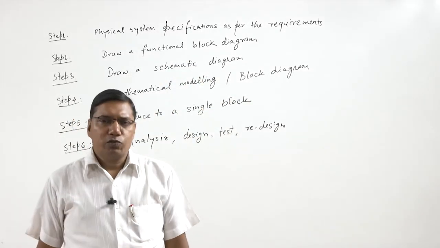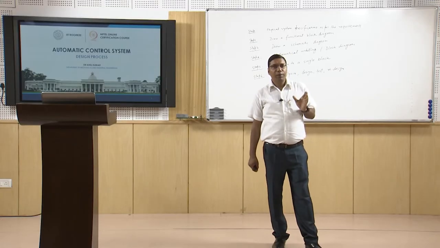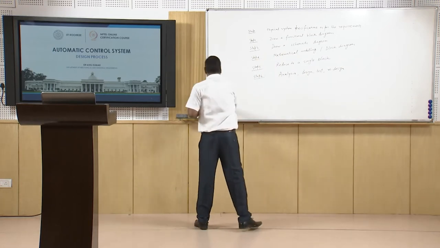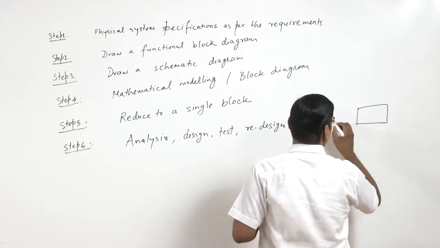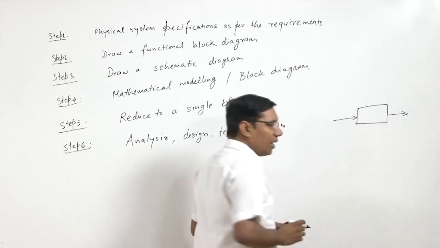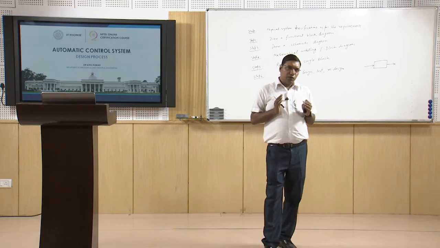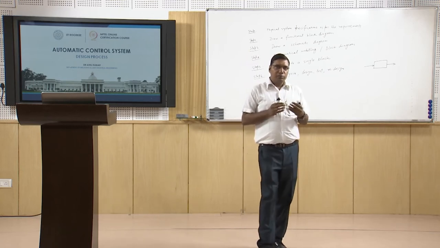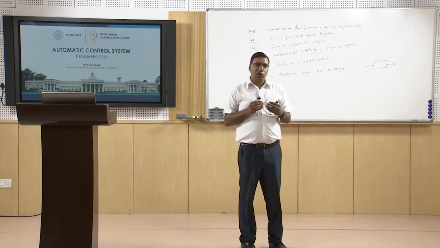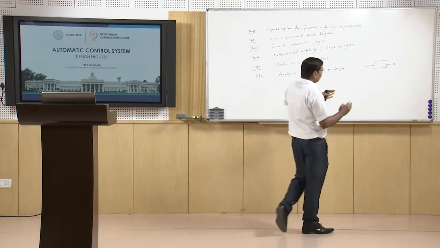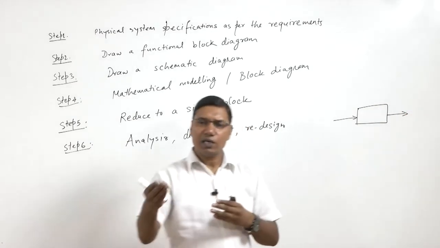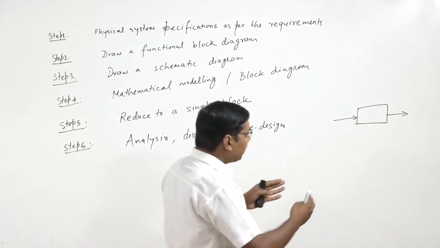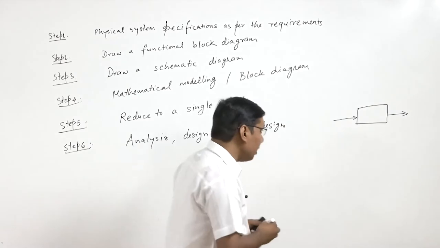Then step two, we will draw a functional block diagram. We know that this system will be made of several components, and each component we can represent as a block. This is a block, and a block has certain input and certain output. A control system is an assembly of components assembled in such a way that they perform certain functions, giving the desired performance at a specific input. Each component will have certain input and output. This output will go into another component as an input, and that subsystem will give certain output. So for each component, we will make a functional block diagram.